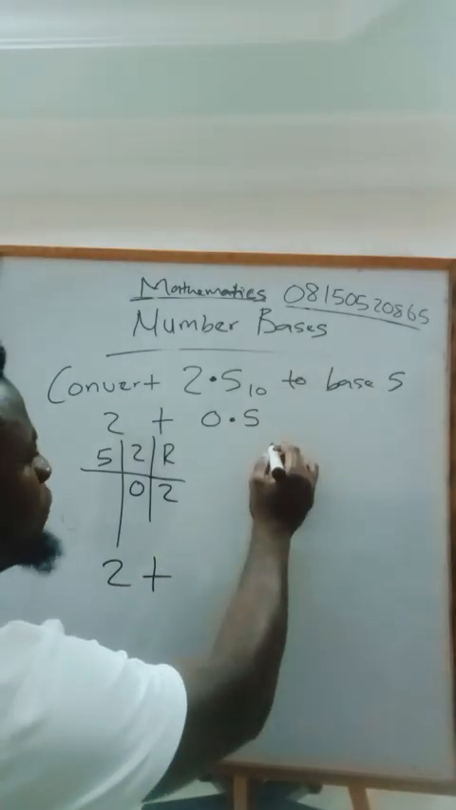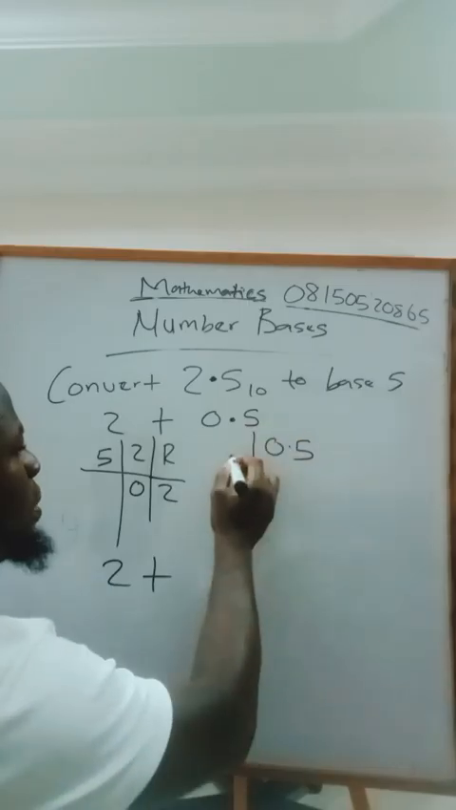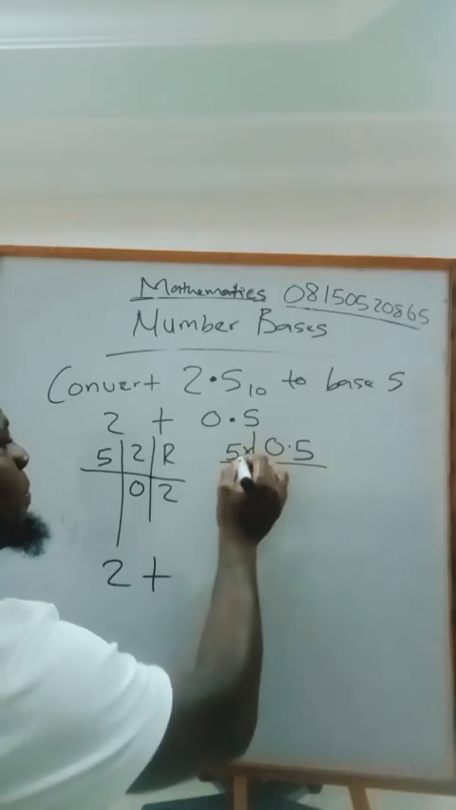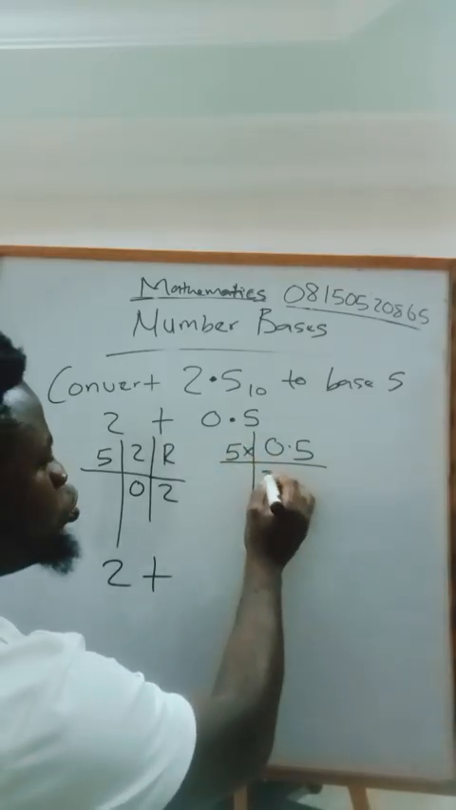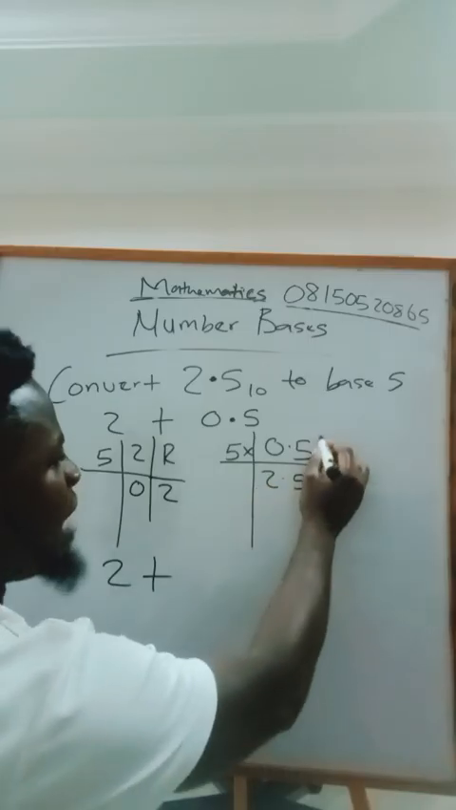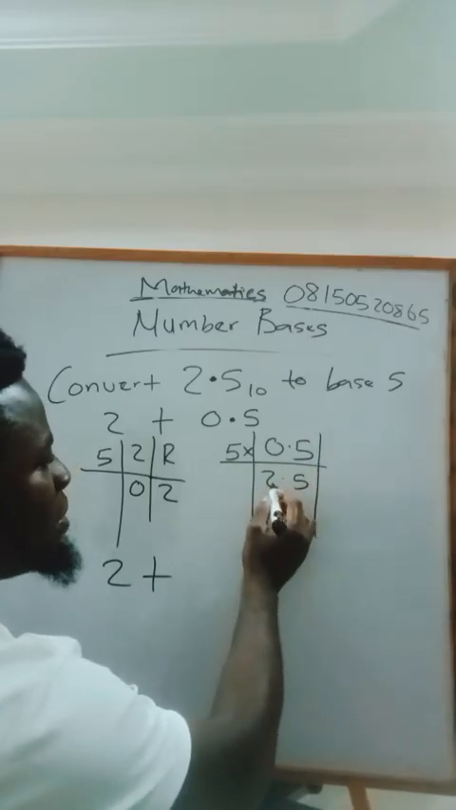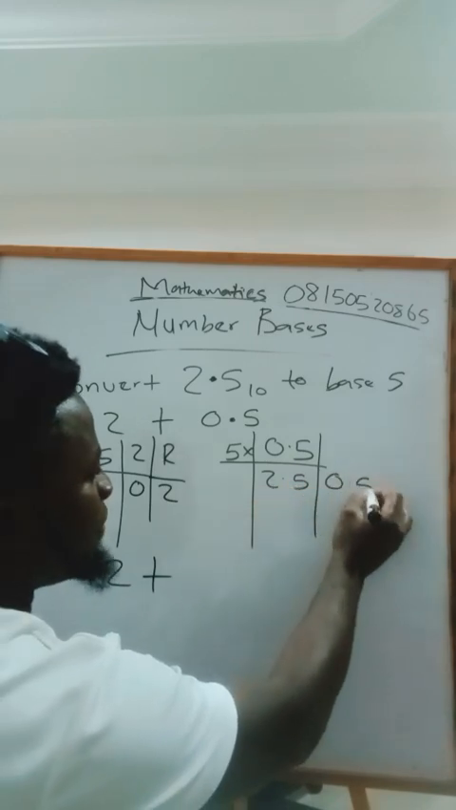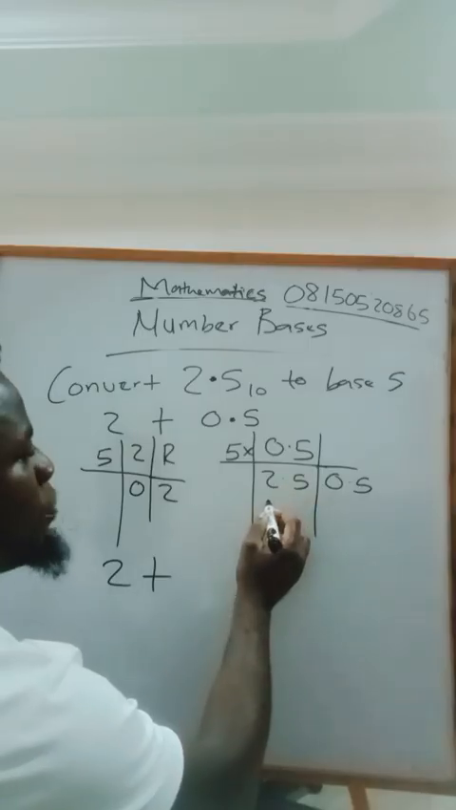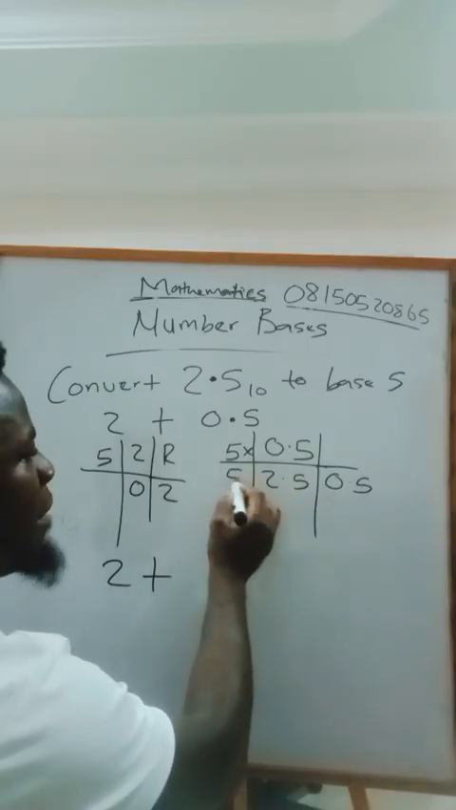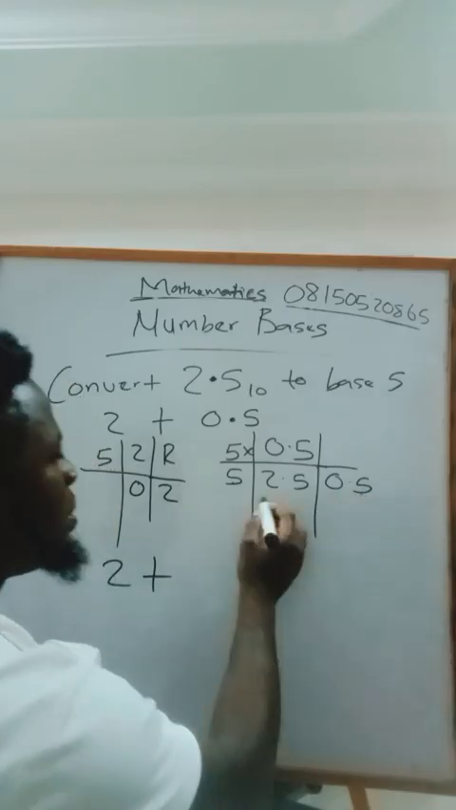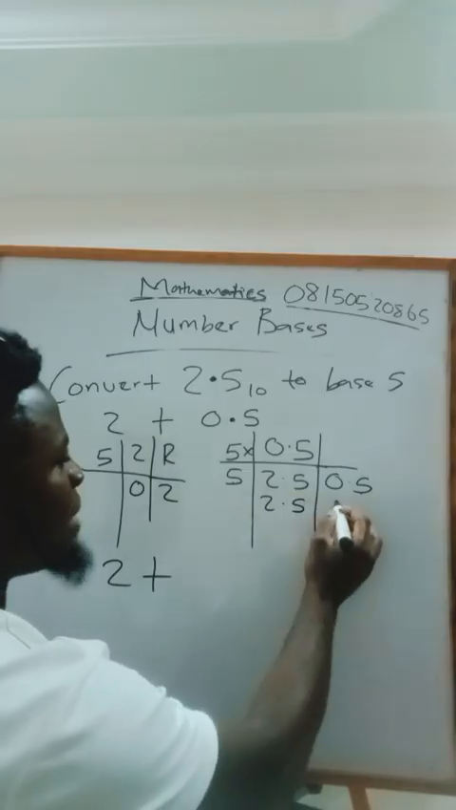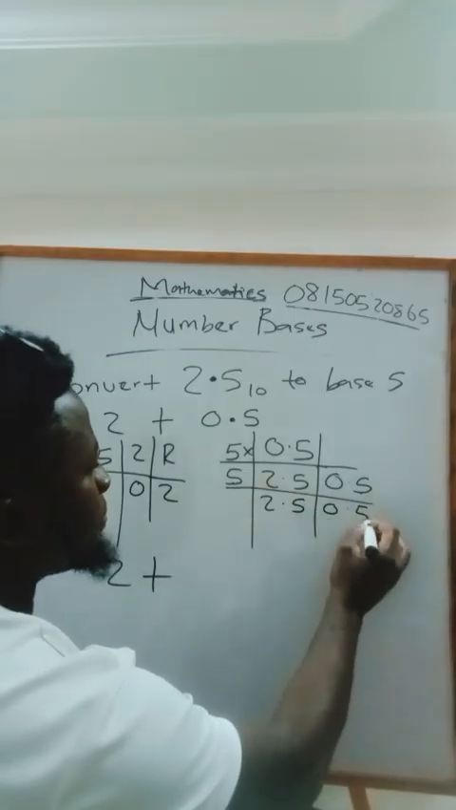Then we'll now do this aspect of 0.5. We start by multiplying, because we are converting to base 5, we keep on multiplying by 5. So 5 times 0.5 will give us 2.5. Once you have 2.5, you have to split it. 2.5 is the same thing as 2 plus 0.5, so I can say 0.5 outside here. Then I multiply 5 by this 0.5, which will give me 2.5 again. If you subtract 2, you still have 0.5.